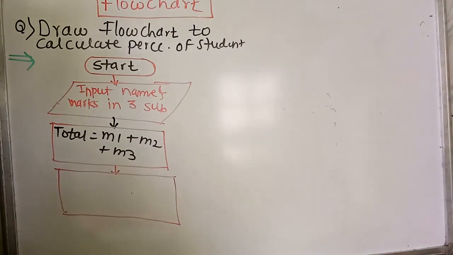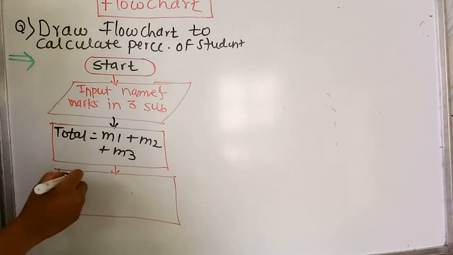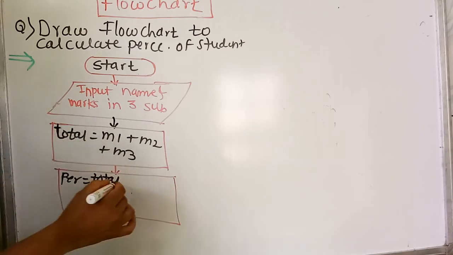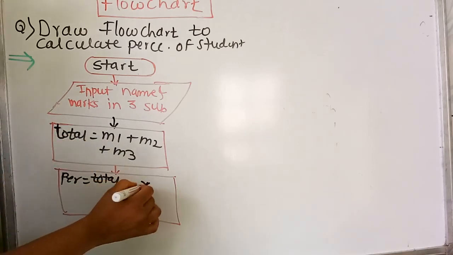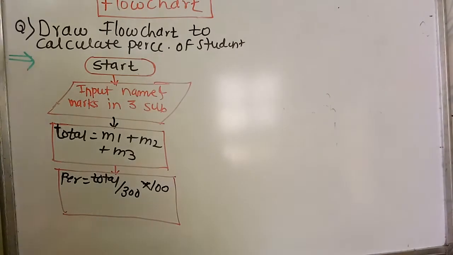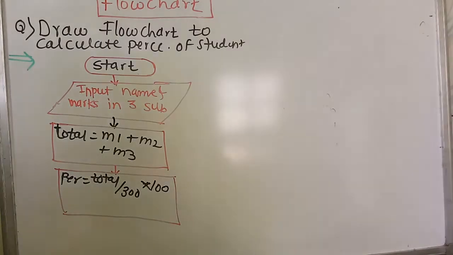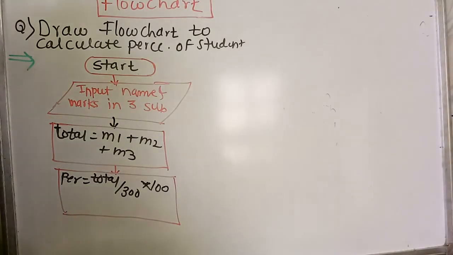That is, percentage equals total divided by 300 into 100. This will complete the task of calculating the percentage. Now the only task remaining is displaying the percentage.